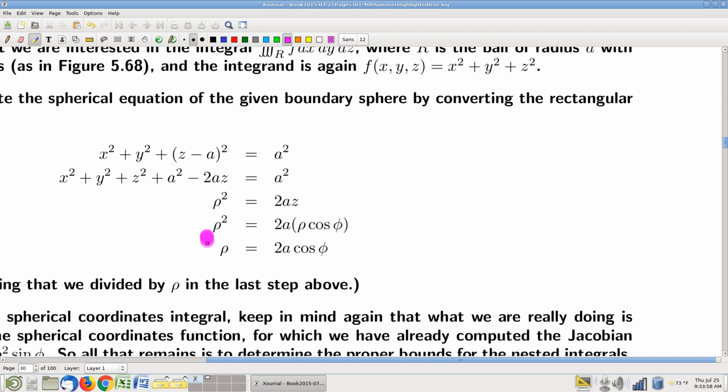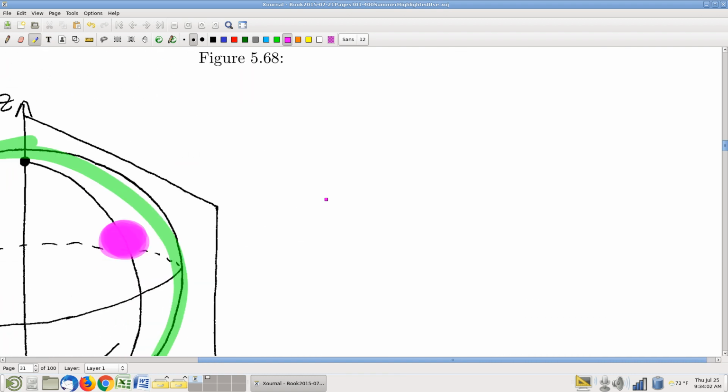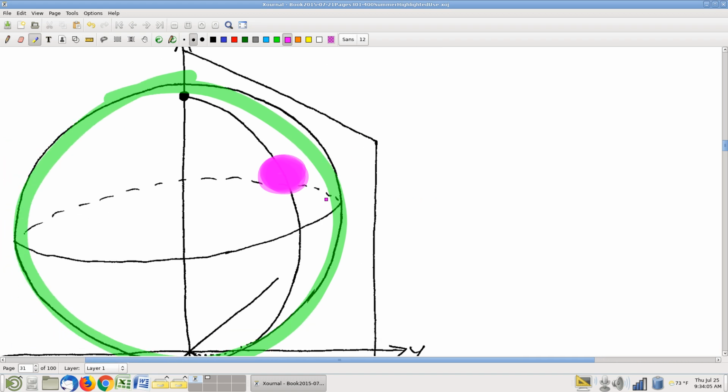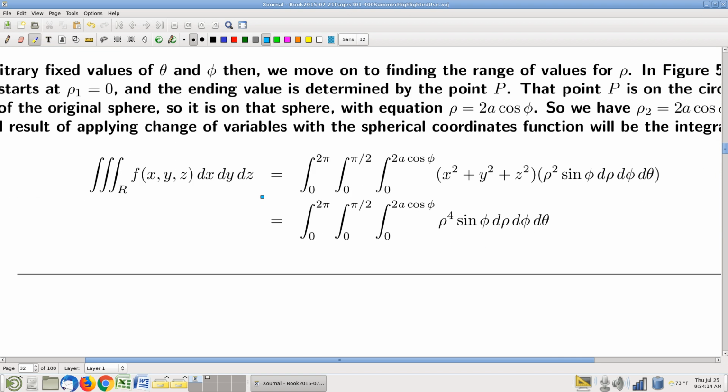I should do this in purple. But this is the value of rho at this point. That is the upper bound for as rho moves along that phi slice of that theta slice, and you can see that in the final integral here. So as previously discussed, theta goes from 0 to 2 pi. Phi on a theta slice goes from 0 to pi over 2, and rho on a phi slice of the theta slice goes from 0 to 2a cosine phi.